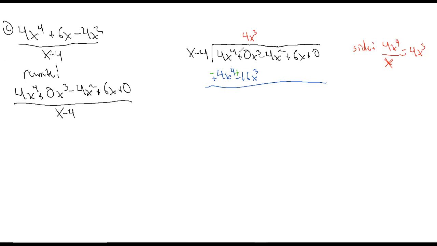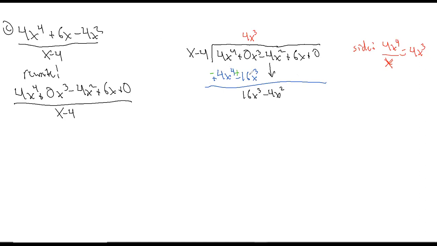4 minus 4 cancels. Those first pair always cancel. 0 plus 16 is 16. So we get 16x cubed. Bring down your next term. As I said, in crazier examples, you might need to bring down the 6x as well. But I'm not giving those examples. I will not test on those examples.